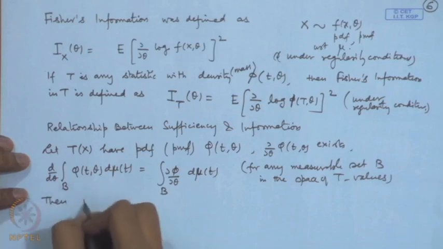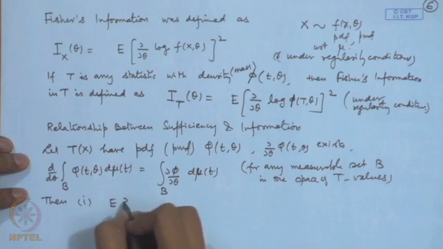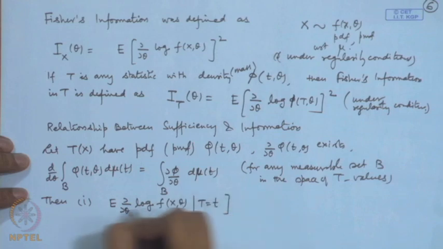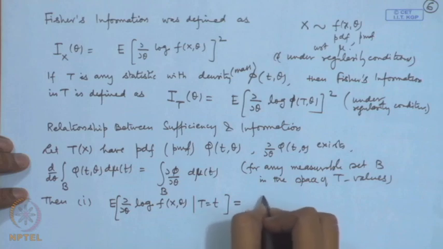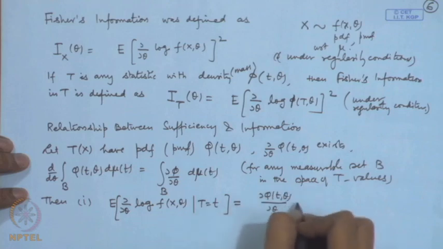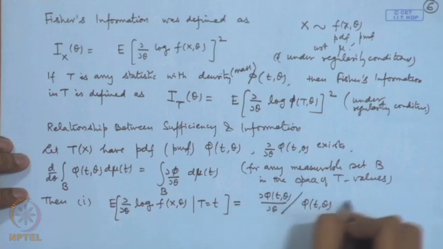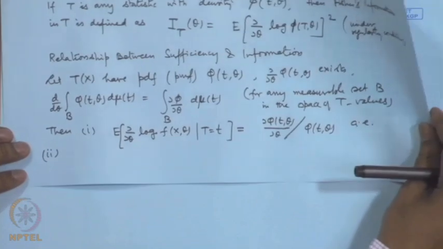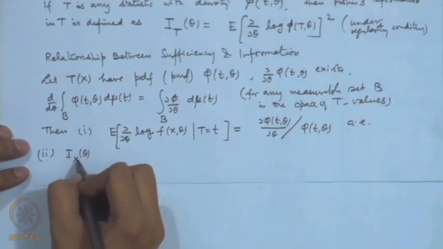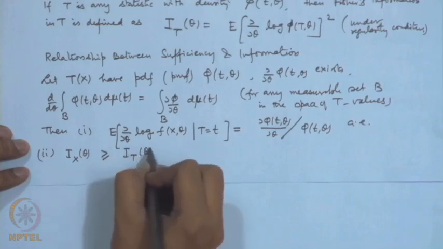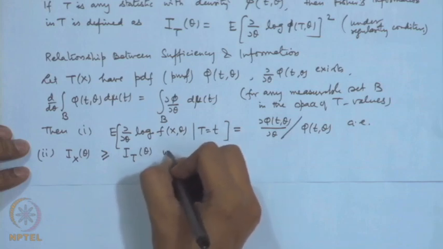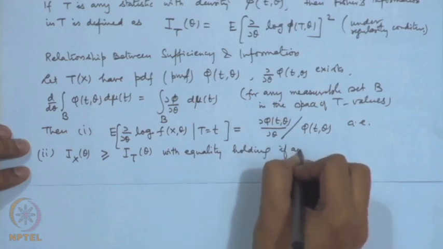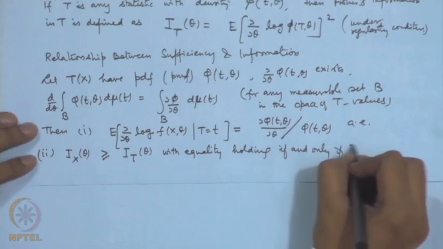Then we have the following results. First is that expectation of del by del theta log of f(x, theta) given T is equal to t. This conditional expectation is equal to del phi by del theta divided by phi(t, theta) almost everywhere. Secondly, the information in the x is always greater than or equal to the information in any statistic T, with equality holding if and only if T is sufficient.